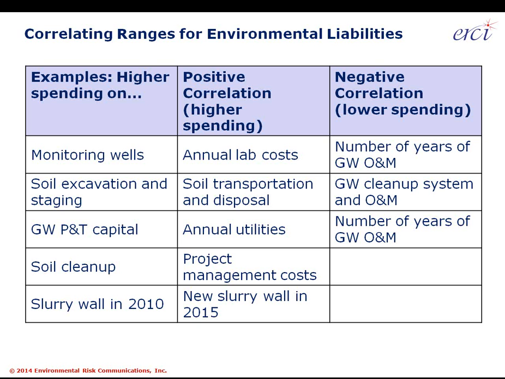It's not a linear process that I'm trying to present in this table, but instead identifying that there are cause and effects out there that a project team needs to be aware of, think through, and then display their thinking process. The next line item is if more money is being spent on soil cleanup, the project team should expect additional or higher costs for project management.